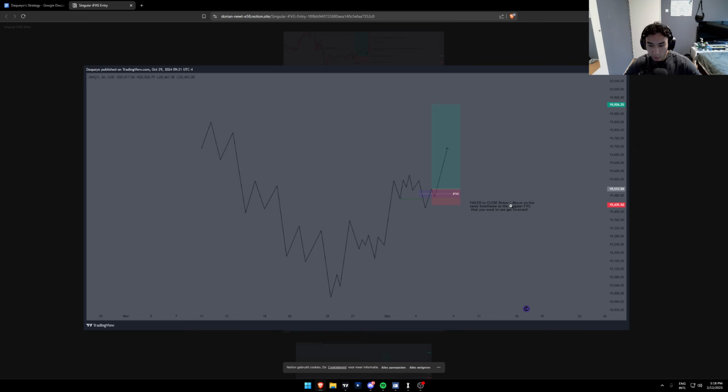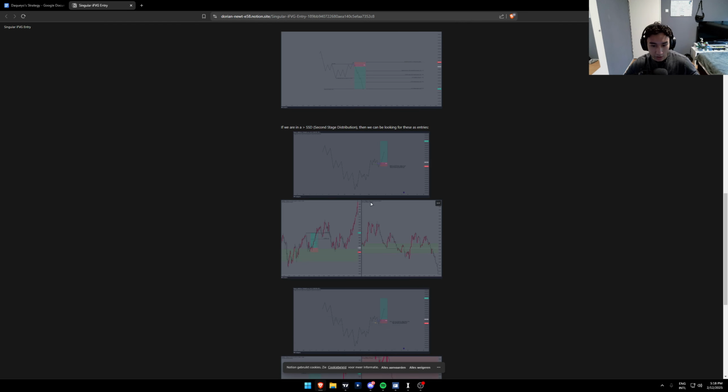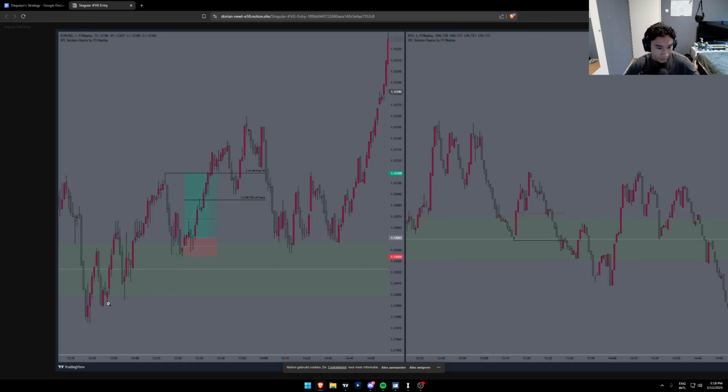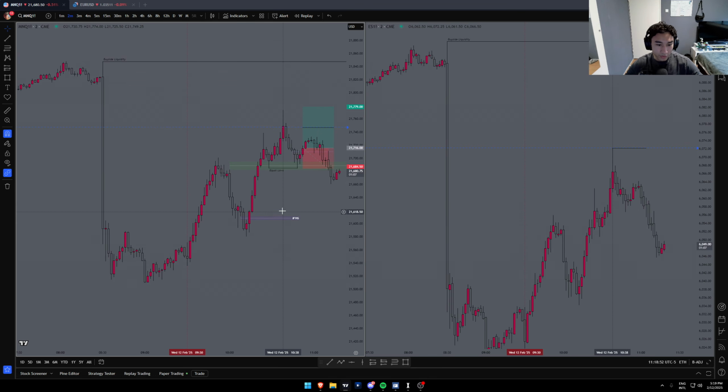So fail to close below or above on the same time frame as the singular FVG that you want to see get inverse. So here we failed to close below on the same time frame as we have the inversion. It's above the second stage distribution, looking at a market maker buy model in this case. Low risk buy, first stage distribution, second stage distribution. So either that or an SMT. So one of those, as an example, you can see it'd be low risk, first stage, second stage, failed to close below, break even, yeah. Yeah, this should have been an entry as well.